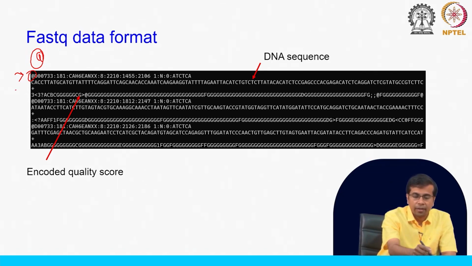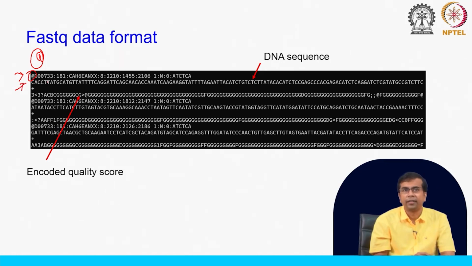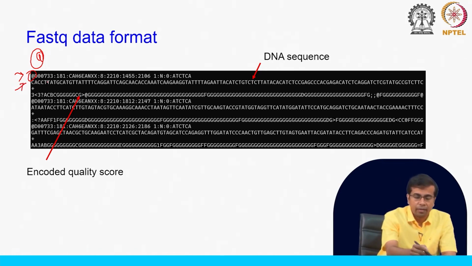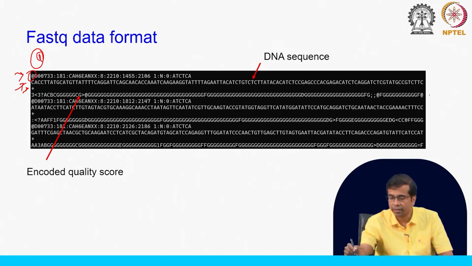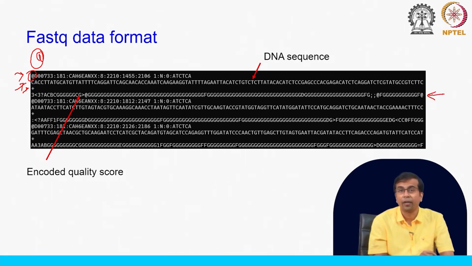Then in the next line you have the actual DNA sequence. You see this CSCC, TTA, etc. This is the actual DNA sequence. Then you have a plus sign. This is actually a spacing between the sequence and the next line. So, what is the next line? This next line actually contains the quality score, and this is an encoded quality score.